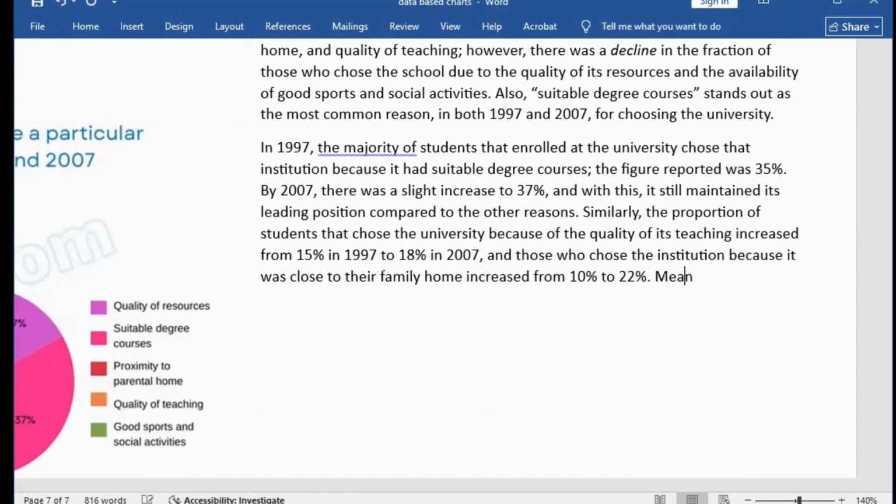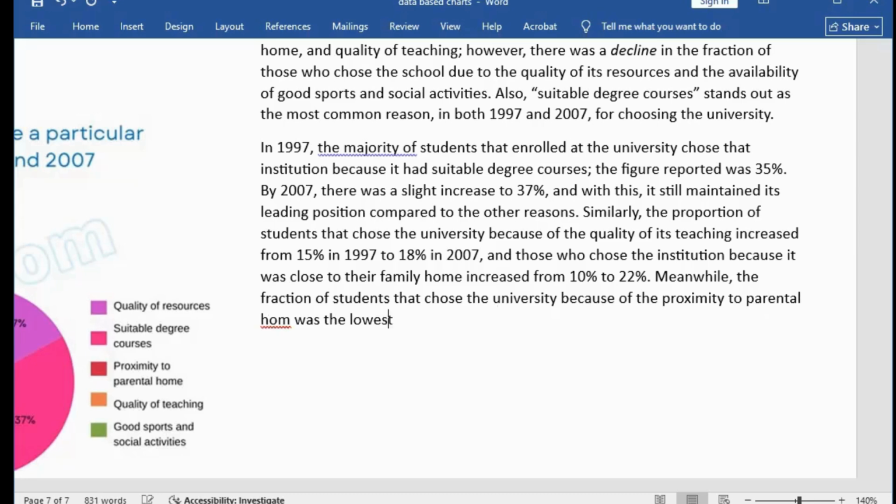Meanwhile, the fraction of students that chose the university because of the proximity to parental home was the lowest in what? 1997. Okay?